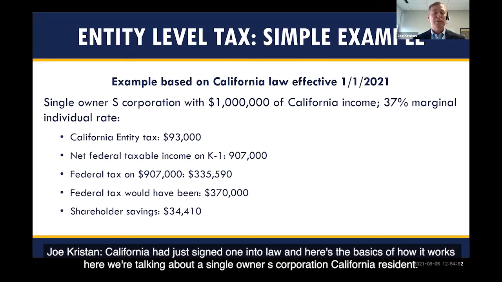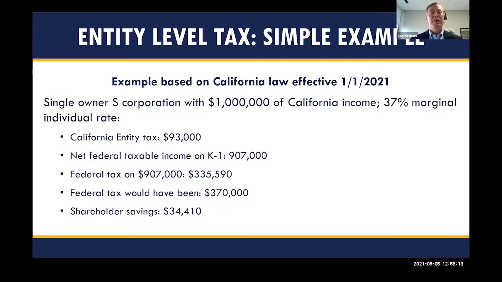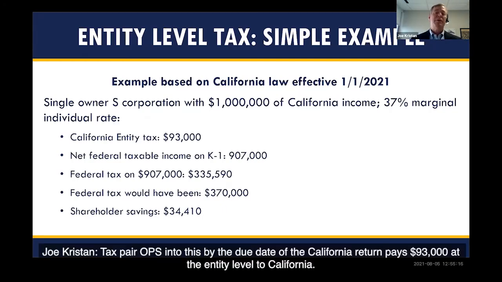California has just signed one into law, and here's the basics of how it works. Here we're talking about a single owner S corporation, California resident, $1 million of California income, 37% marginal individual federal rate. California entity tax is 9.3%. The taxpayer opts into this by the due date of the California return, and pays $93,000 at the entity level to California.